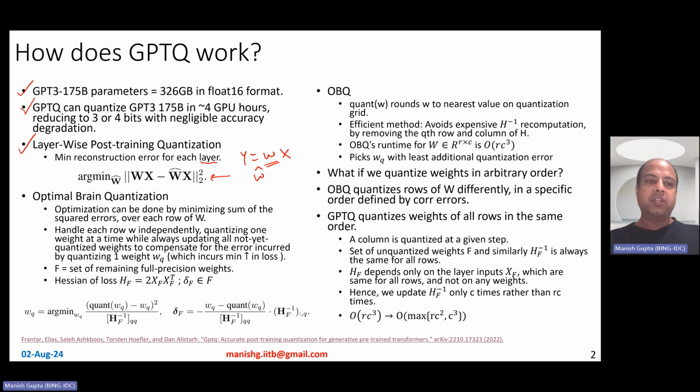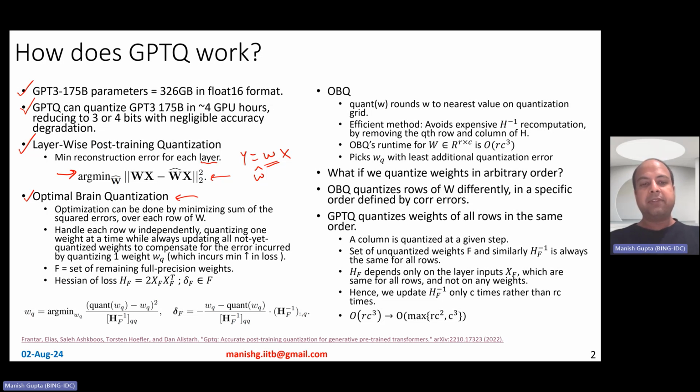Now, to do this very efficiently, people have proposed something called Optimal Brain Quantization, which is not GPTQ, but a way of doing this minimization of reconstruction error in an efficient manner. We'll see how GPTQ improves on that. But before we understand how GPTQ improves on this basic way of doing quantization called Optimal Brain Quantization, we first need to understand how this OBQ method actually works.